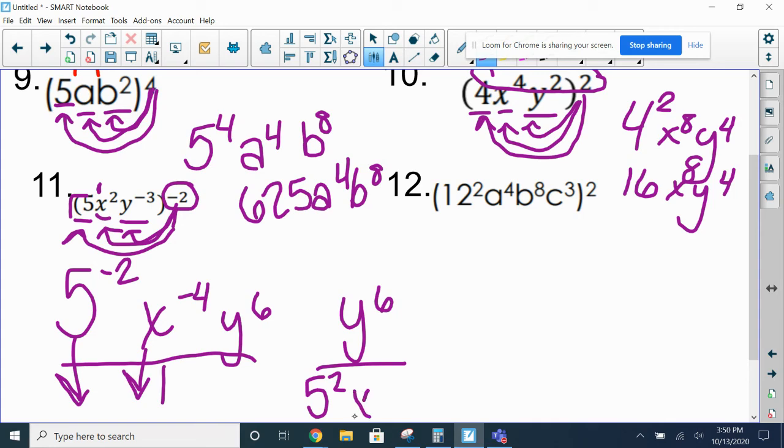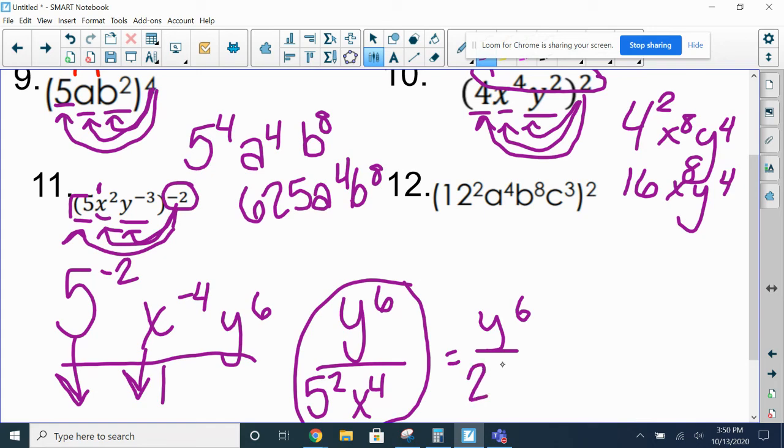We're going to move our x down. So x to the +4, because when I move it from the top to the bottom, the sign of that exponent changed. And we leave y to the 6 where it is, because if I moved it to the bottom as well, that would switch the sign of that. And we want our answer in positive exponent form. And you could even go ahead and say y to the 6 over 5 squared is 25, x to the 4th, because 5 times itself is 25.